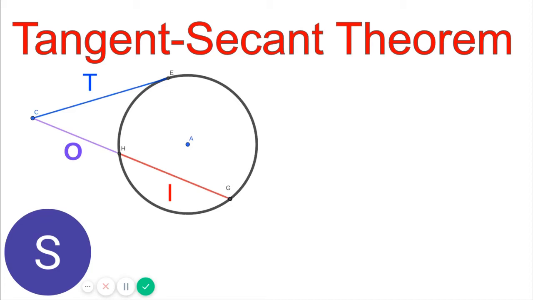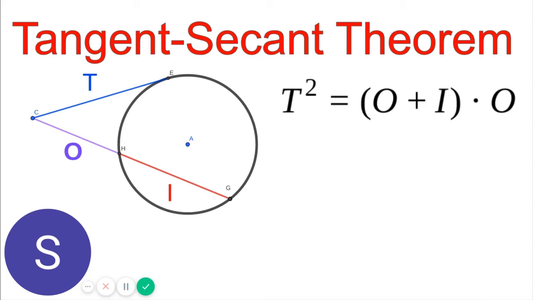And so the relationship between any tangent and secant segment that starts at one point and intersects the same circle is this right here. The tangent squared equals O plus I times O, where O plus I represents the entire secant segment, times the outside piece. So the tangent-secant theorem works like this: you're squaring the tangent part, and it's equal to the product of the entire secant segment times its outside piece, hence the O plus I times the O.